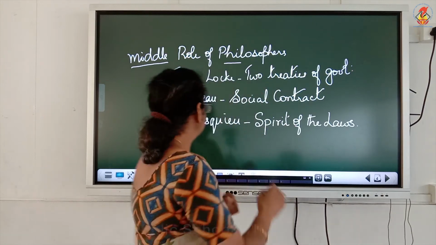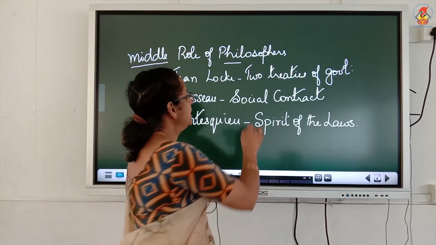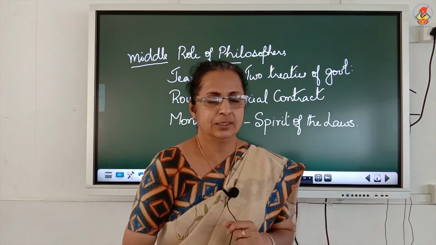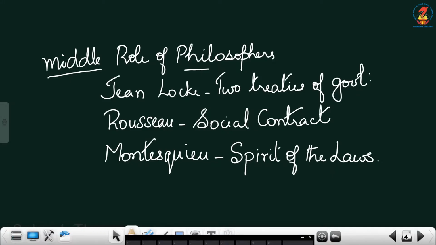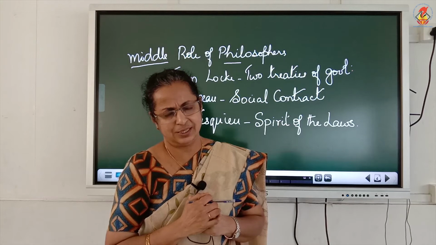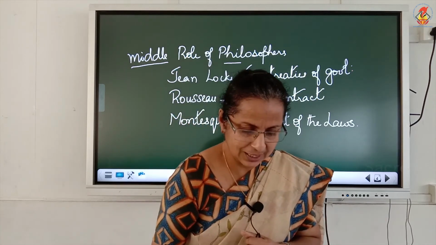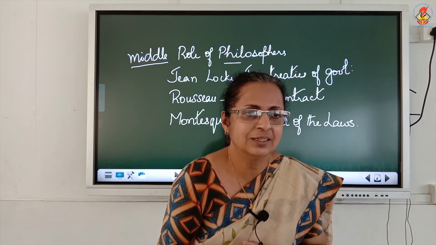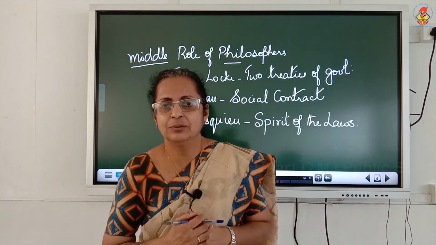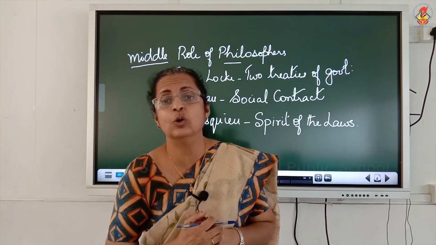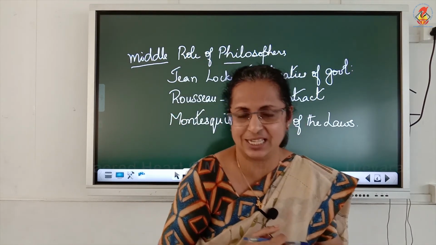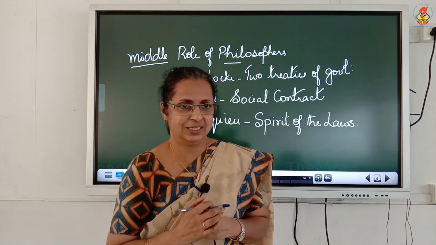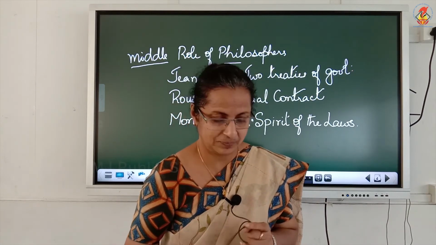The next one, Jean-Jacques Rousseau, in his book Social Contract, talked about a government based on social contract between people and their representatives. Did we hear about this anywhere before? A government made by the people and their representatives working for them. Yes, it is the democracy, is it not? The democracy we learned in the last lesson.